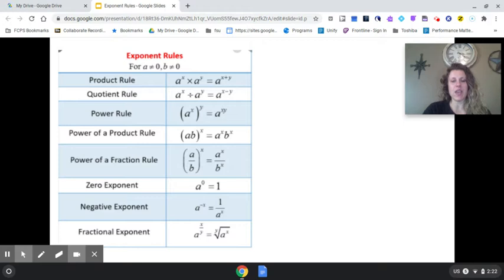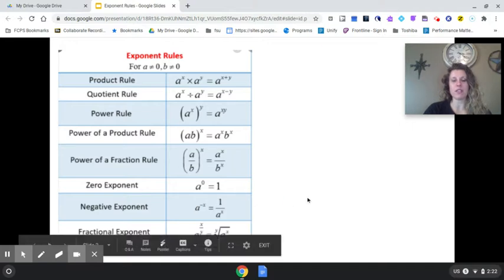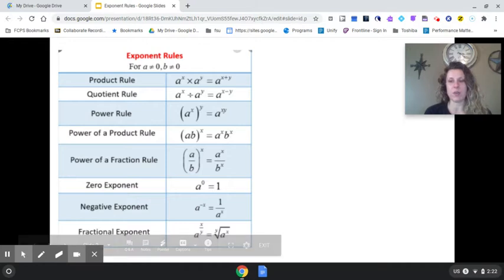A raised to the x divided by y power is equal to a to the x underneath the root. So the numerator of the exponent is the power, and the denominator of the exponent is the root.